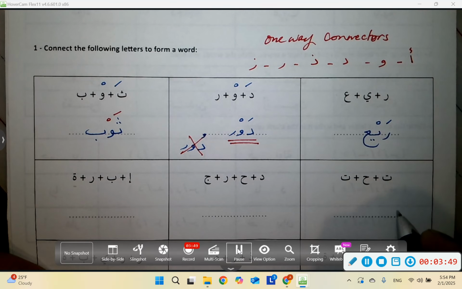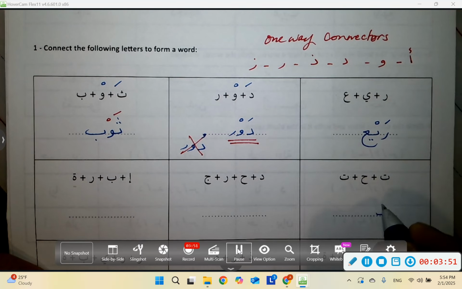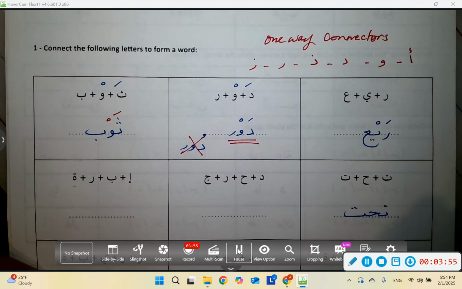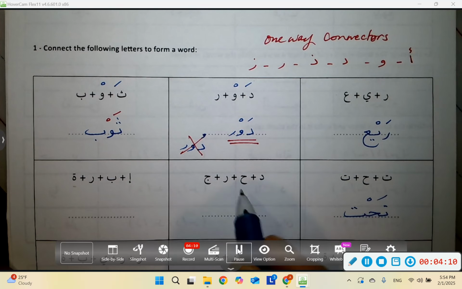Next word, تحت. تاء, حاء, تاء. تحت. تحت. دحرج. دال, حاء.